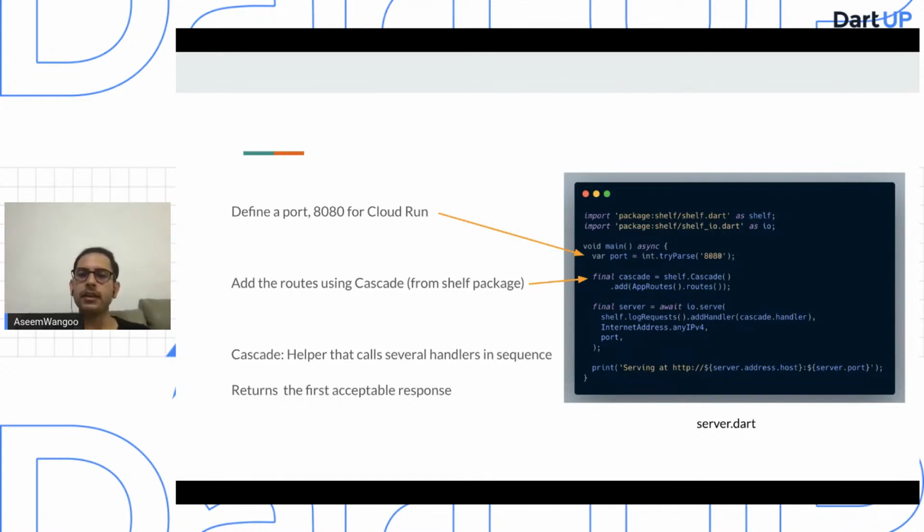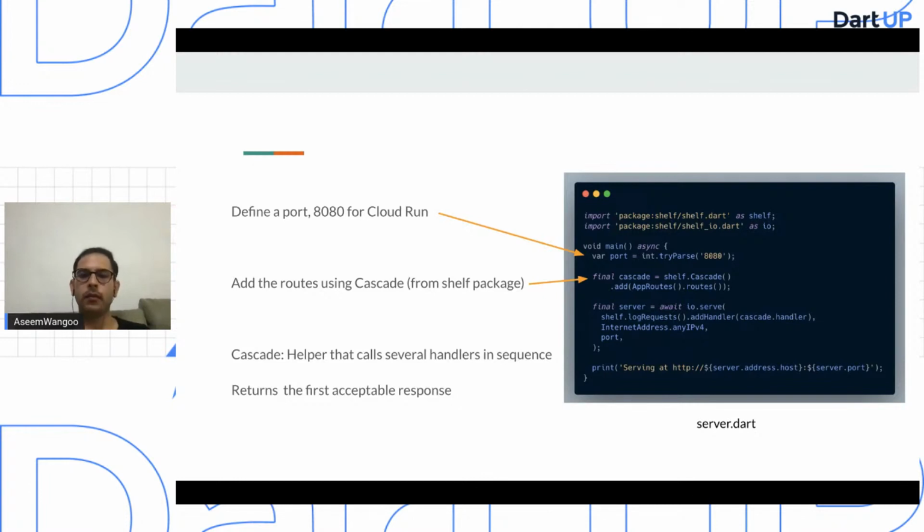So what's a cascade? It's a helper that calls several handlers in sequence and returns the first acceptable response. So what I mean is, any server-side application has some routes which it exposes to the outside world. All those routes are present or bundled in our app routes file, and this is all bundled together using cascade. We'll see later how this app routes looks like.